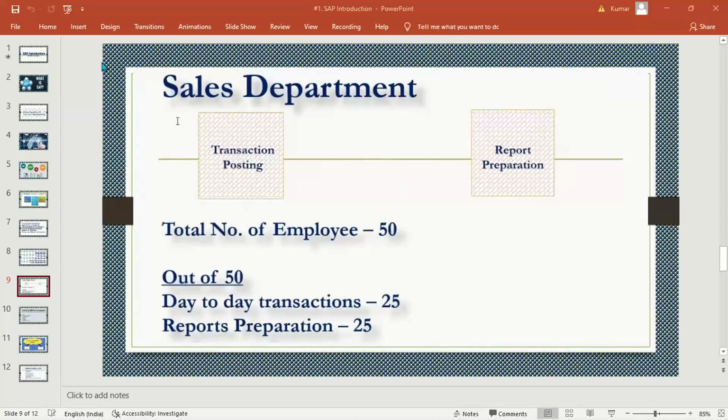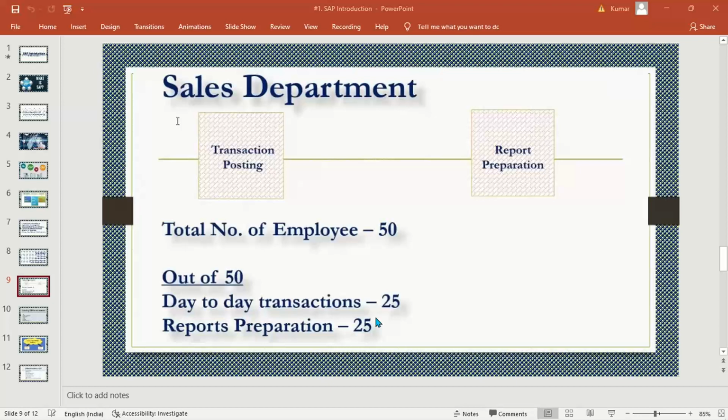So I was talking about this ERP. As I said, before implementation of ERP, we need 50 resources: 25 people for day-to-day transaction posting, and 25 people involved in report preparation. Now, if Tata Motors goes for an ERP, let's suppose SAP itself, then what will happen, guys? It means they are planning to use ERP.